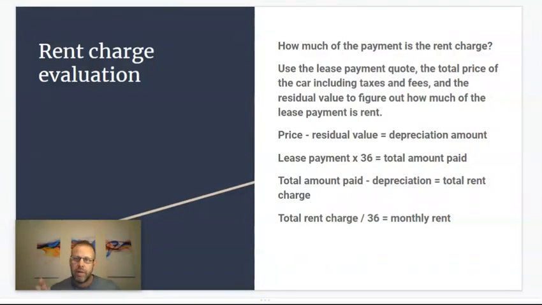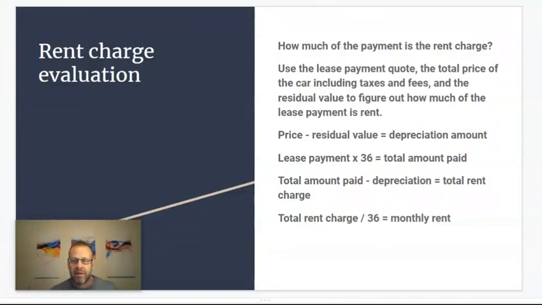So you look at those two numbers, you say, okay, the car only has to be paid down this amount, but I'm paying this larger amount. Well, the difference is how much is the rent. So you're going to take the total amount you pay, the lease payments times 36, minus the depreciation amount, the price minus residual that you did on the first one, and that'll give you the total rent charge for the entire 36-month contract. You can then take that total rent charge, divide it by 36 because there's 36 months, and that'll give you the monthly rent charge.